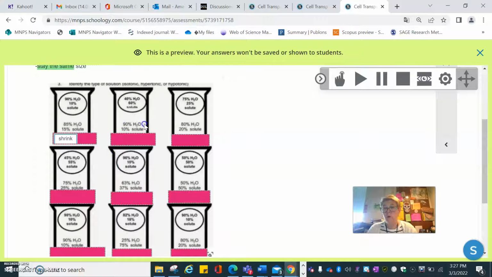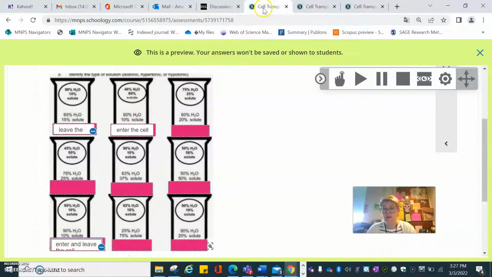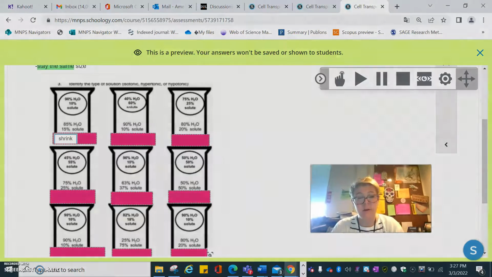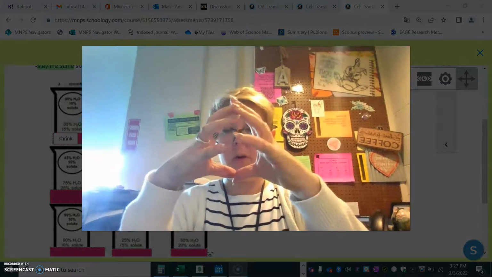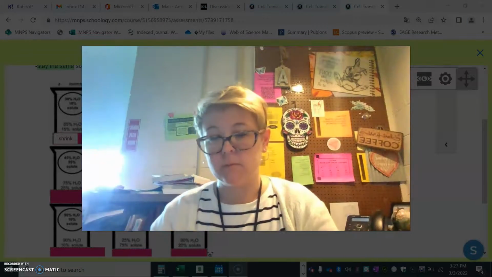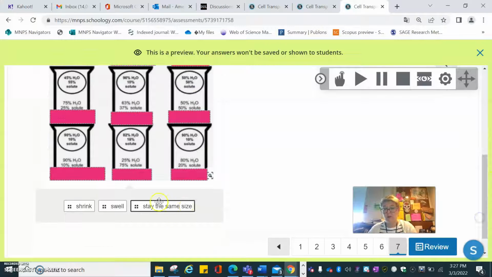Here, there is more water outside. So we figured out this cell is hypertonic. Since it's hypertonic, water is going to enter the cell. Since water enters the cell, it's going to swell. It's going to get bigger, swell. So we choose swell.